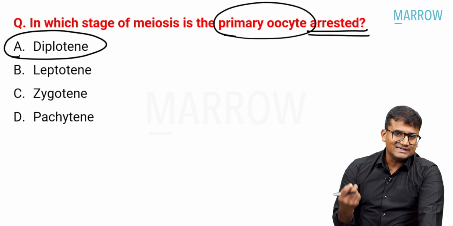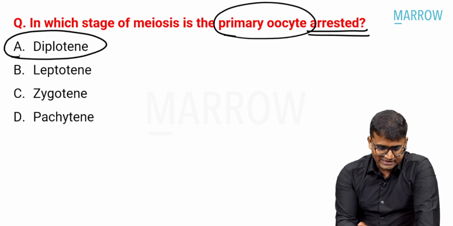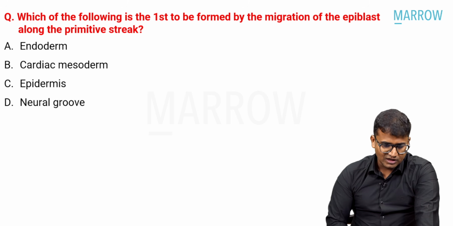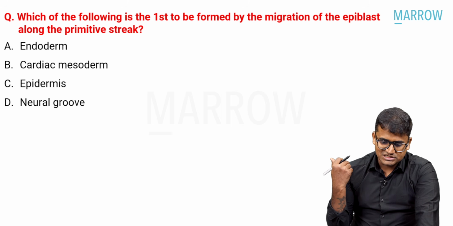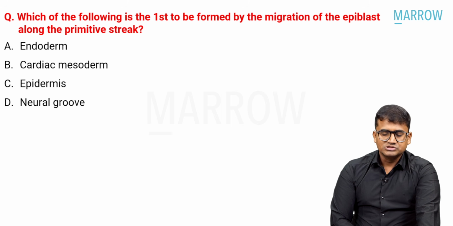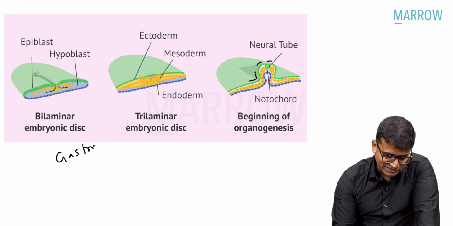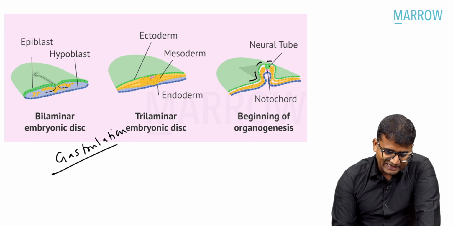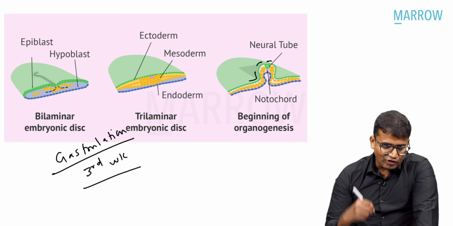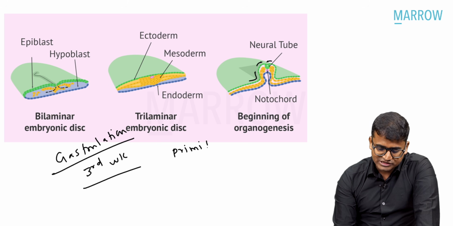Now, what about the secondary oocyte? The secondary oocyte is in metaphase arrest for 24 hours. So the answer for this question is A. Diplotene. Third question: which of the following is first formed by the migration of epiblast along with the primitive streak? So, they are asking about gastrulation. Gastrulation and neurulation are events of which week? 3rd week. The formation of the primitive streak indicates the beginning of gastrulation.